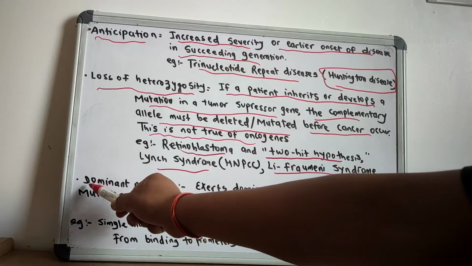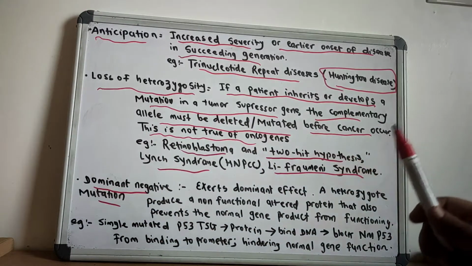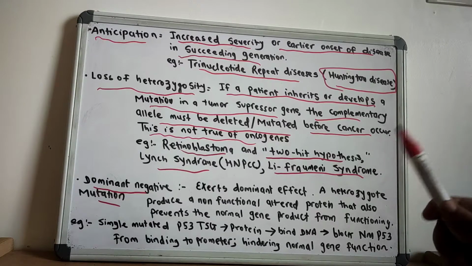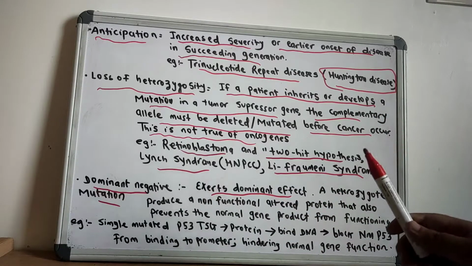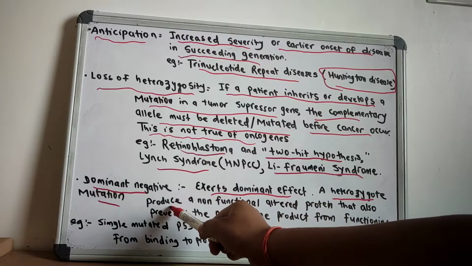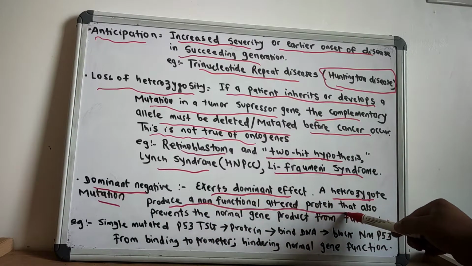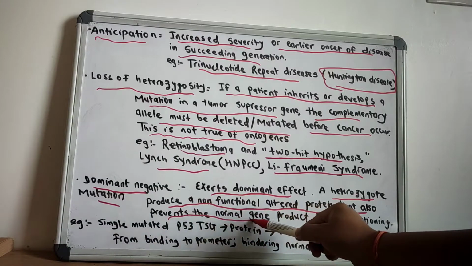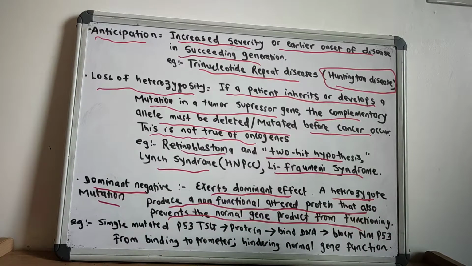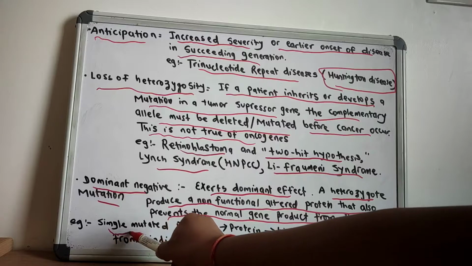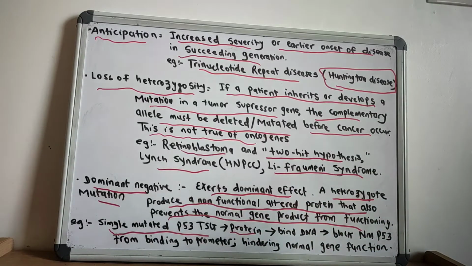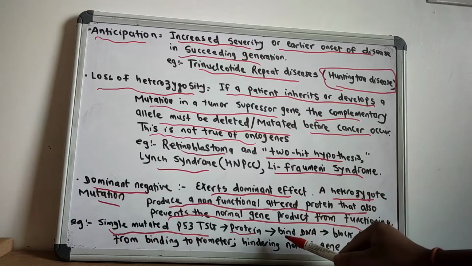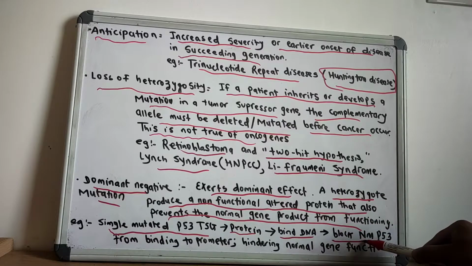And dominant negative mutation. What is a dominant negative mutation? If there is a dominant negative mutation, it exerts a dominant effect. For example, a heterozygote produces a non-functional altered protein that also prevents the normal gene products from functioning. For example, we know that p53 is a tumor suppressor gene, and when there is a single mutation in the p53 tumor suppressor gene, there is production of a certain protein.